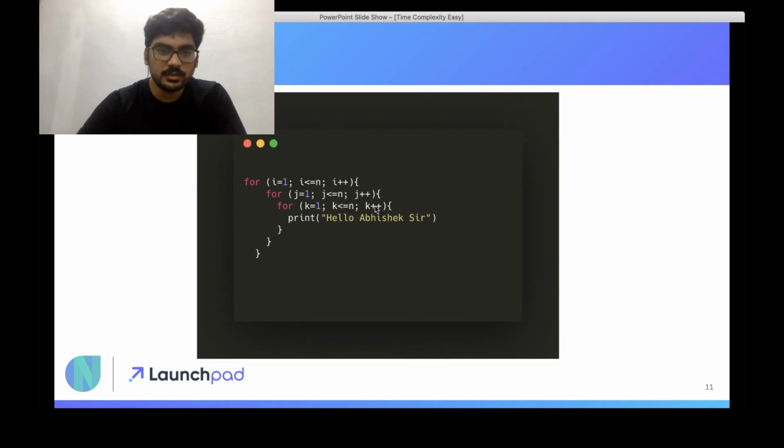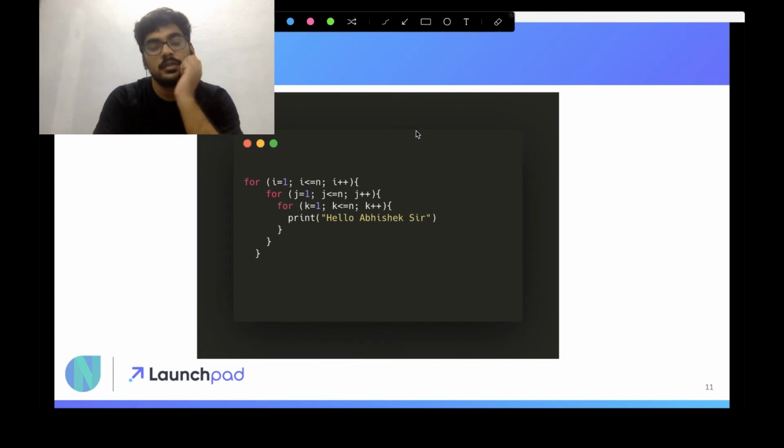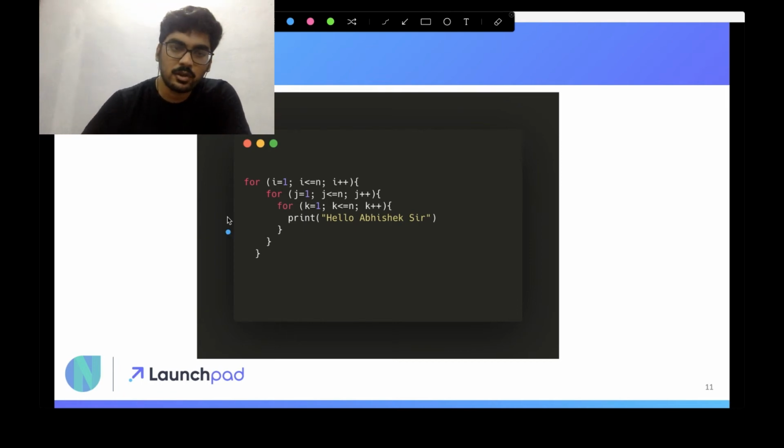Now guys, let's understand the complexity of this code. Okay, so what do you think? What will be the complexity? Again, there are two methods, as they are in nested loops. Just now we discussed one method. So what will be the complexity of this loop, and this loop, and this loop? The total complexity is n cube, n into n into n.